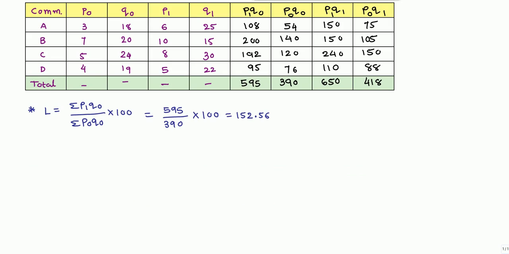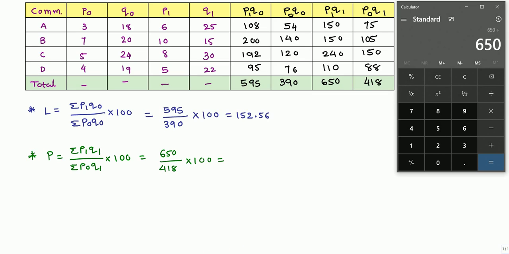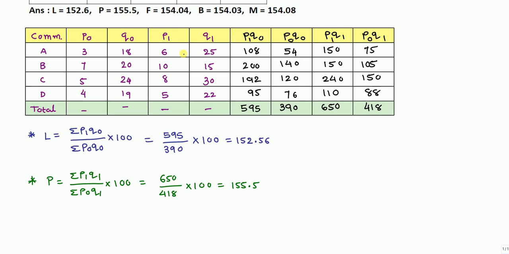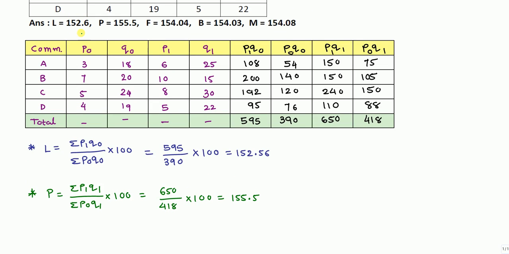Okay, now next index number is PAASCHE'S index number. See, what is the formula of PAASCHE'S index number? P is equal to sigma P1Q1 upon sigma P0Q1 multiplied by 100. Easily remember that first column divided by second column is LASPEYRE'S, third column divided by fourth column is PAASCHE. 650 upon 418 multiplied by 100, we will get 155.5. See what is PAASCHE'S answer? 155.5.